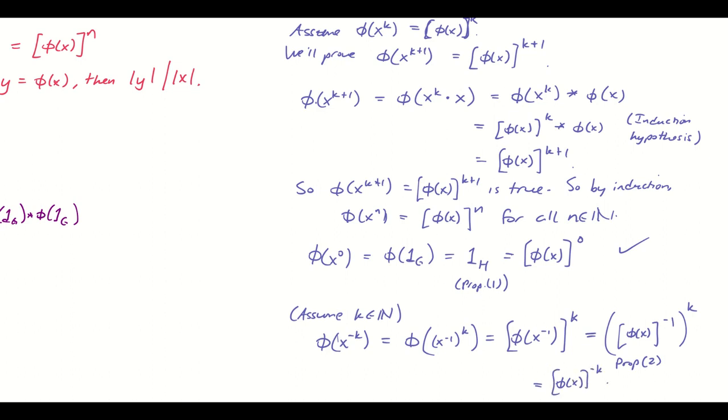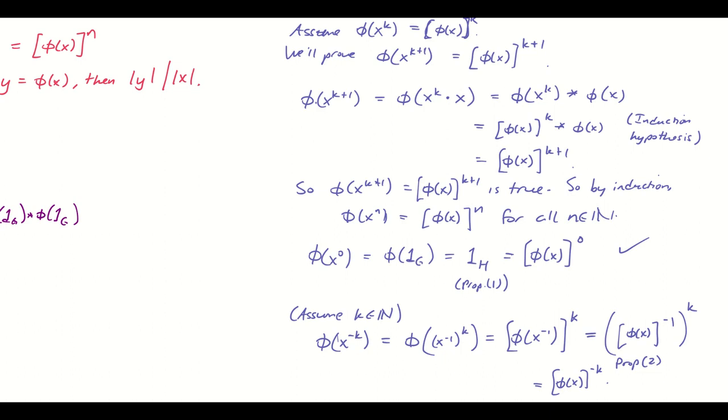Okay, so now that shows that x to the minus k, that is x to a negative exponent, has to be phi of x to that same negative exponent. So I think that proves property 3. I haven't written quite as many words as I might like to see in one of your proofs, but I hope that conveys the idea pretty well.